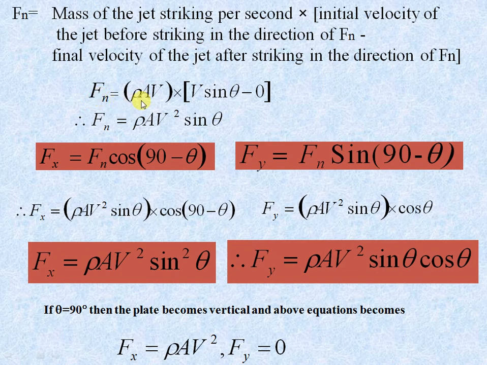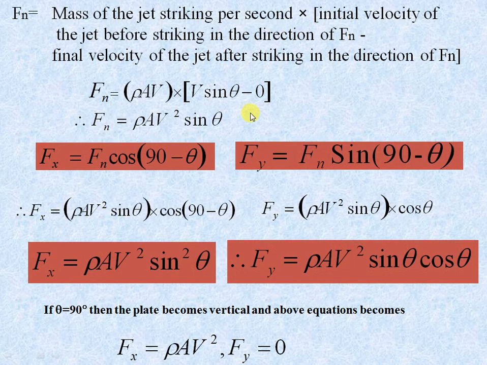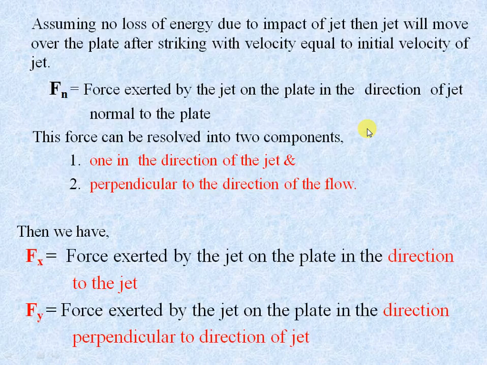So Fn is equal to rho a v times v sin theta, because the n direction velocity is v sin theta minus 0. After simplification we get the Fn value as rho a v square sin theta. Now from the force triangle, this triangle is known as the force triangle, apply sin (90 minus theta) and cos (90 minus theta).